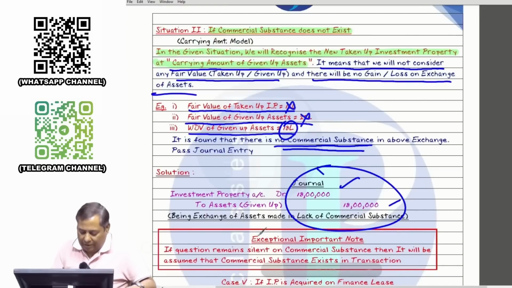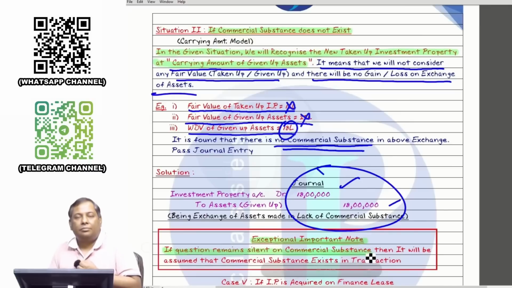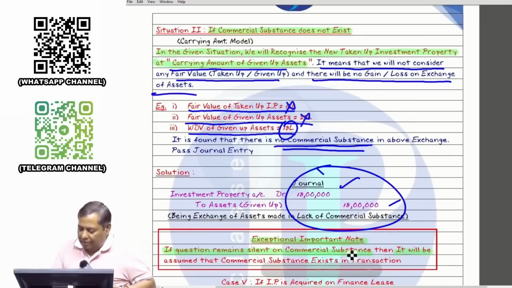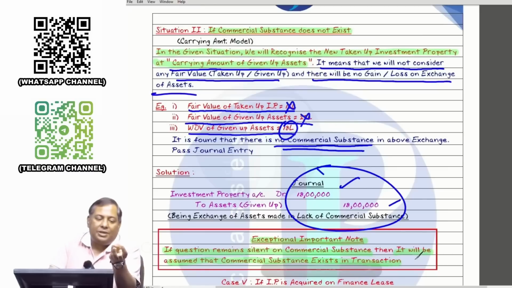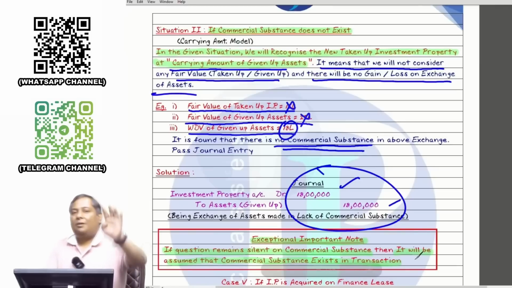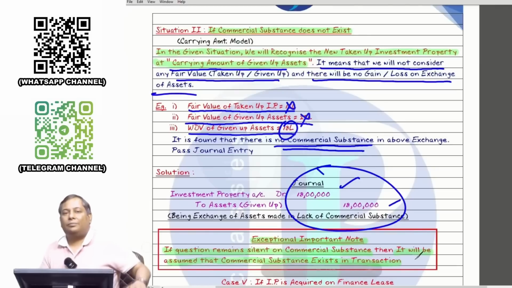I even made you write a note. What was the note? If the question remains silent on commercial substance, we will consider that it exists. It will be assumed commercial substance exists in the transaction, purchasing in cash or self-construction. If you buy on credit, then write excluding interest. And exchange. These are the 4 ways you can buy. Fifth, take it on finance lease.